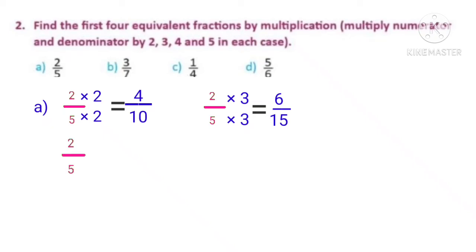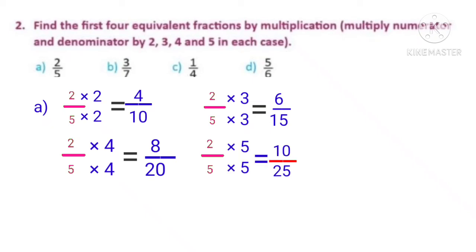Now multiply denominator and numerator by 4. We'll get 2 into 4 equal to 8, 5 into 4 equal to 20. Answer is 8 by 20. Again multiply 2 by 5 and 5 by 5. We'll get 2 5s are 10, 5 5s are 25. Answer is 10 by 25.